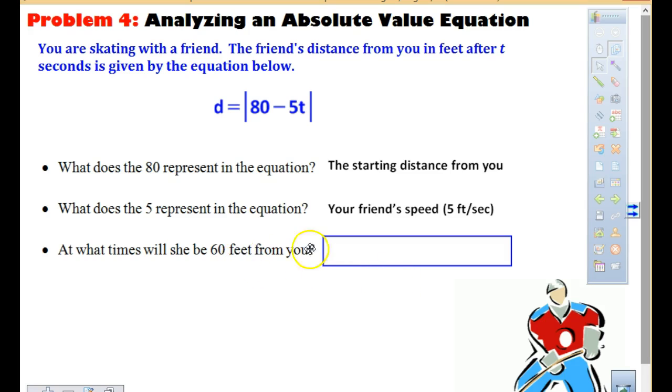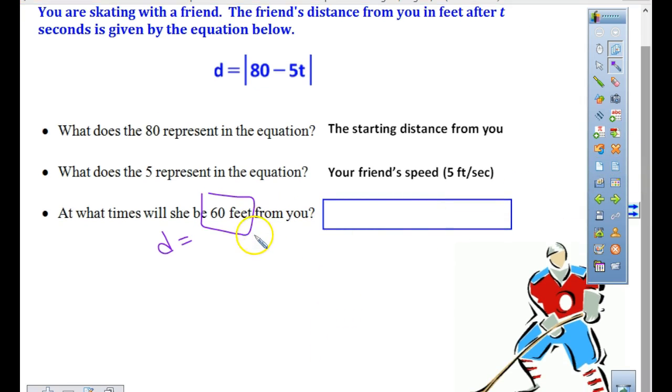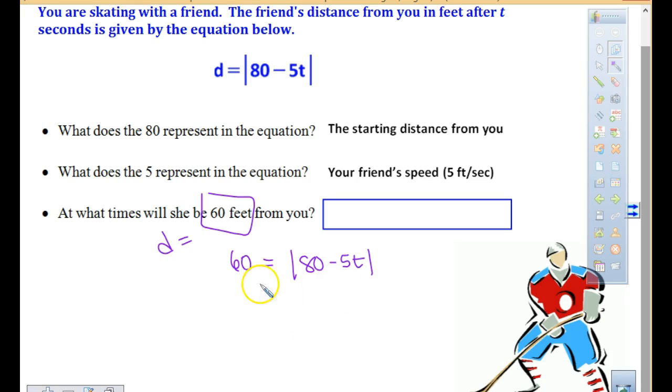It says, at what time will she be 60 feet from you? This is where you have to solve. The 60 feet, that's what d equals. So we are going to solve this equation. We are going to write 60 equals. Do you like the absolute value behind or in front of it? Because it doesn't matter. Do you want me to put the absolute value in front or behind it? Behind. Keep it exactly the same. 80 minus 5t. We have to split it because there's two possibilities.